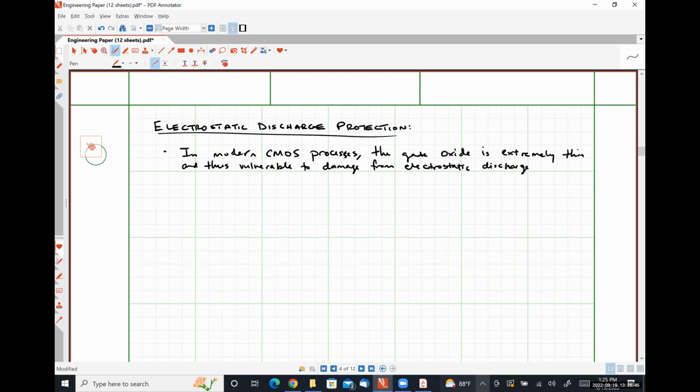Anybody have any thoughts? What would be an example of electrostatic discharge? Static electricity. There you go. Why does any IC that you buy come in a static bag? Because of this.